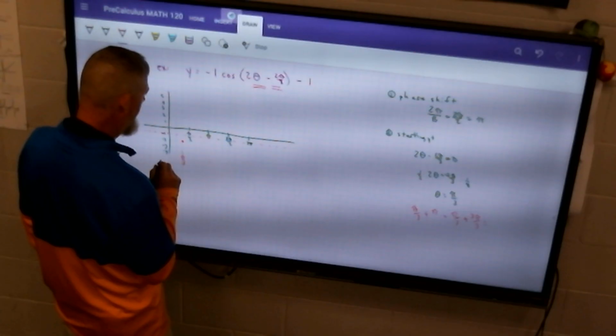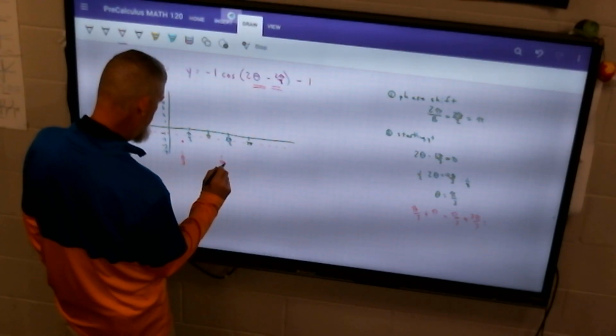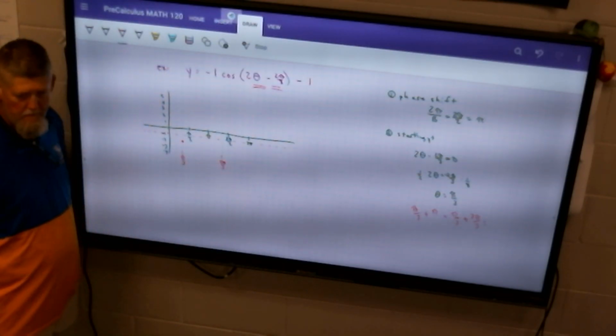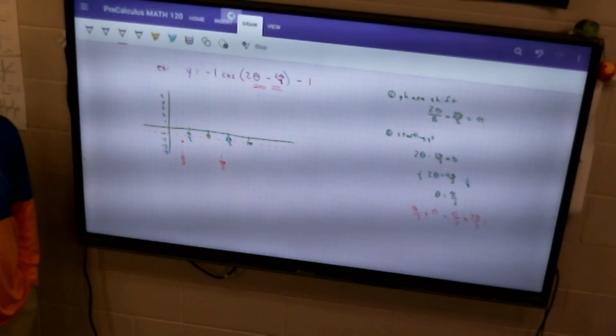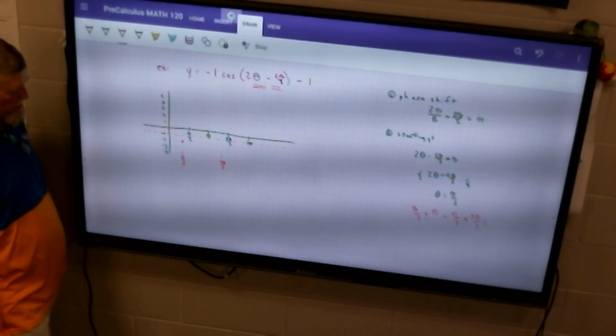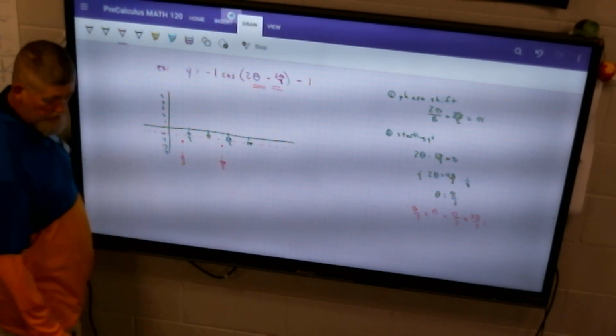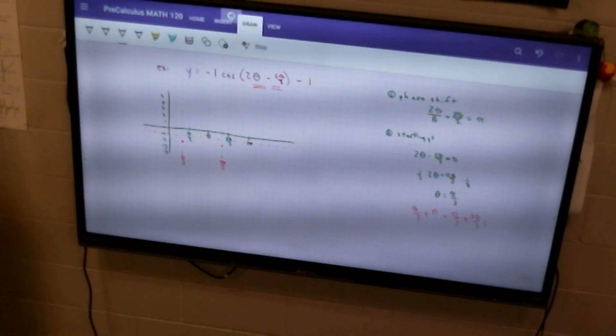So where's 4 pi over 3? It's after pi. It's in the third quadrant, right? So it's in that third section, close to 3 pi over 2. So that's going to be my minimum as well, because that's where it ends. Okay. What's smack dab in the middle?